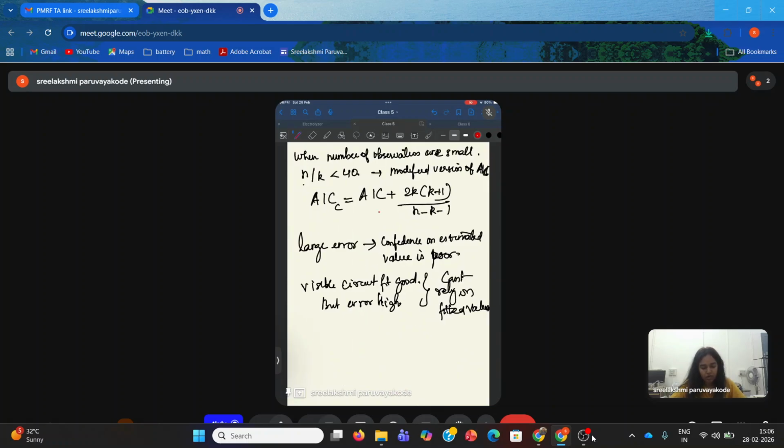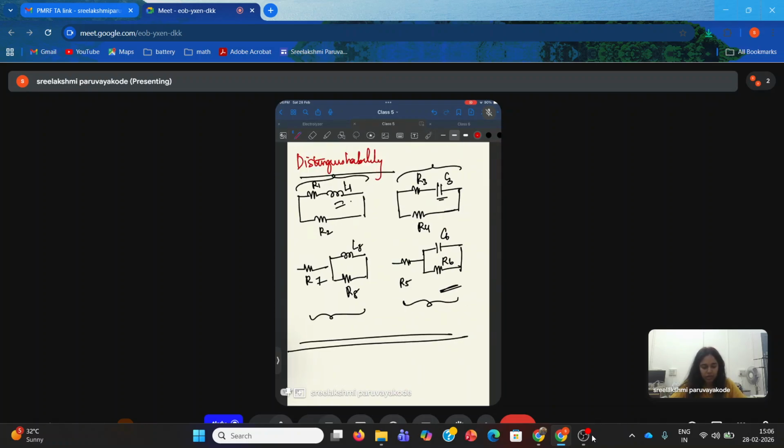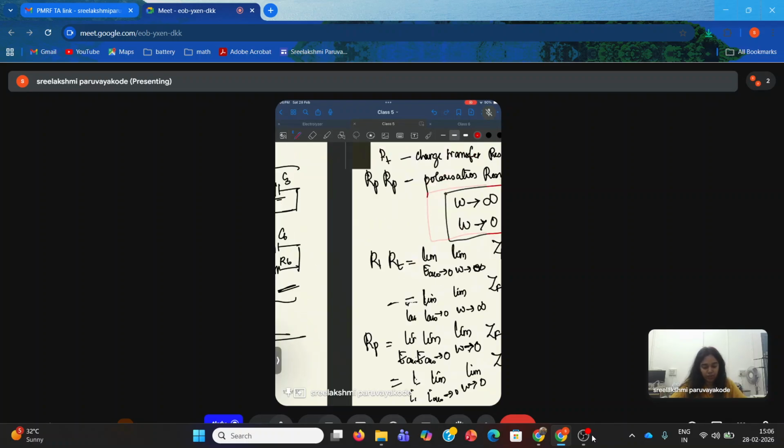And then a modified AIC is also there. Then distinguishability, where we say that all the four are distinguishable. Like as told, the total impedance remains the same, but individually the values of the components change.